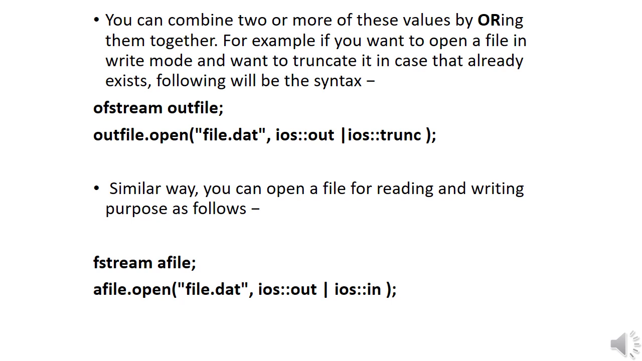So you want to create an object of fstream first. Syntax is fstream, object name, that is file is the object name here. Then object name dot function name, that is open of file name, that is file.dat. Then ios::out if you want to open that file for writing, or if you want to open that file for reading, you can write it like ios::in.